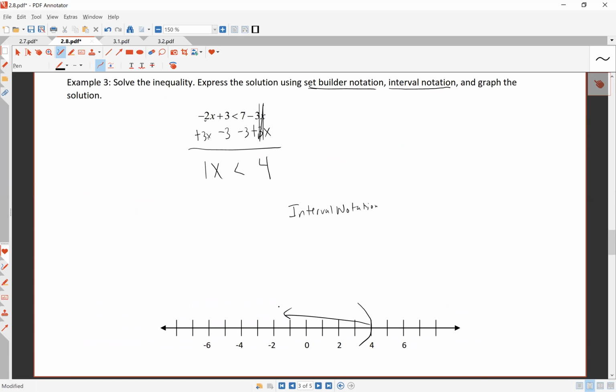All right, the set builder notation is really simple. The set builder notation looks like braces, which is what we call the set of, and it always goes the set of x's such that, and all you do is just insert the inequality there. It's really uneventful, not much going on there.